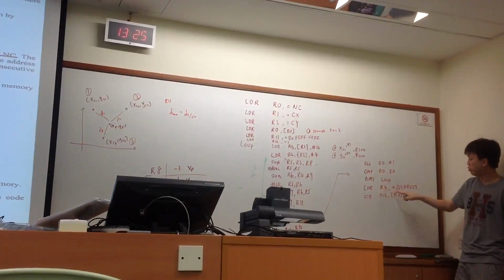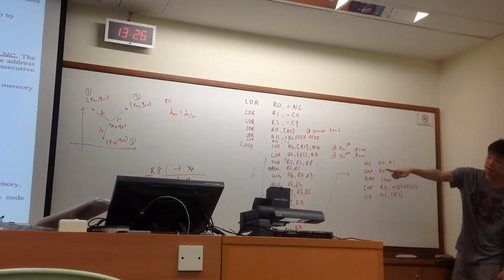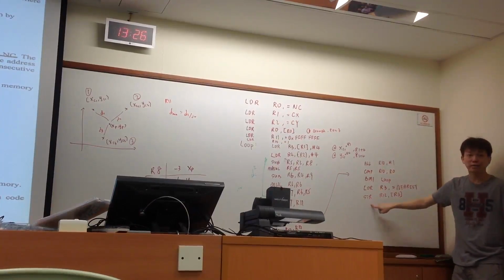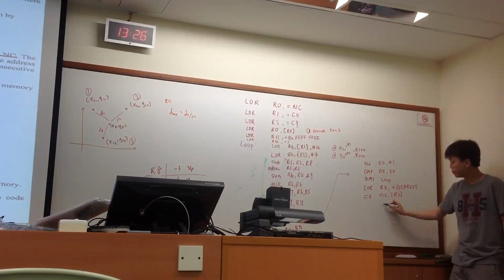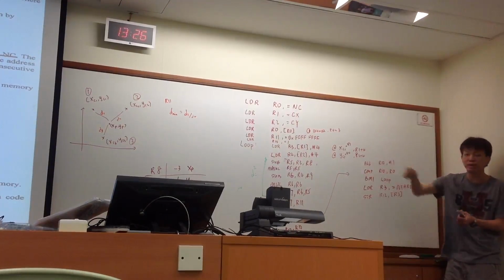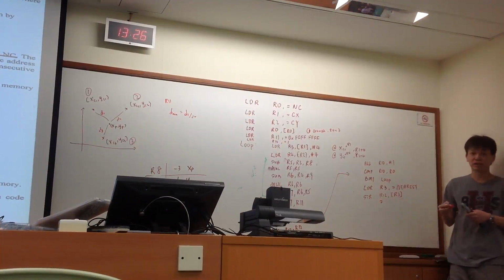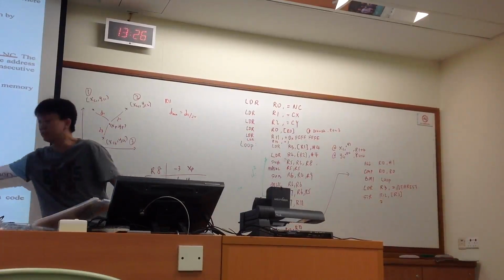Then you load the nearest distance address into R3, based on the question given. Then you store R12, which is 2. In this example, 2 will be stored inside R3, which is the nearest distance location. Finish.